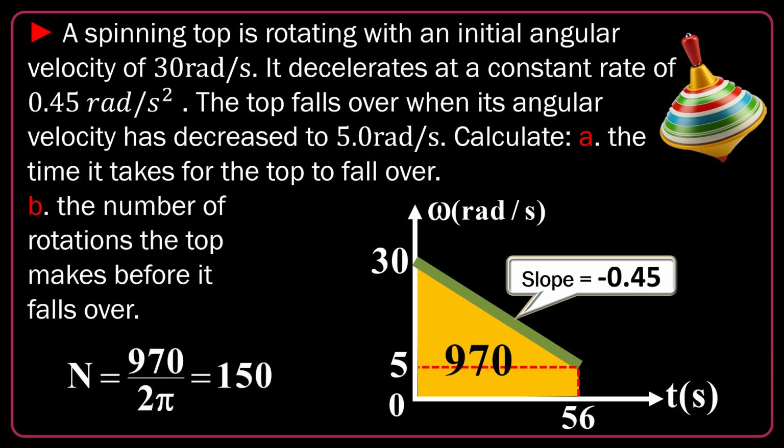Then I divide it by 2 pi, as I mentioned, and it's supposed to be almost 150. This is the number of turns, number of revolutions from omega 30 to omega 5. Then it falls over.